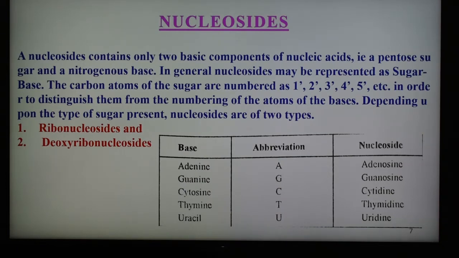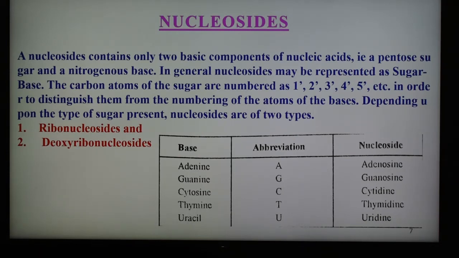So what is meant by nucleoside and what is meant by nucleotide, that we are going to see now. In case of nucleoside, this nucleoside contains only two basic components of the nucleic acid, and these are pentose sugar and the nitrogenous base. These are the two. So nucleoside contains two parts: one is pentose sugar and the other is the nitrogenous base. In general, we can say that nucleoside may be represented as sugar-base.